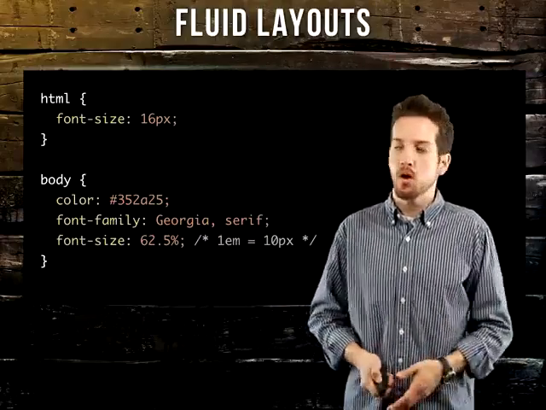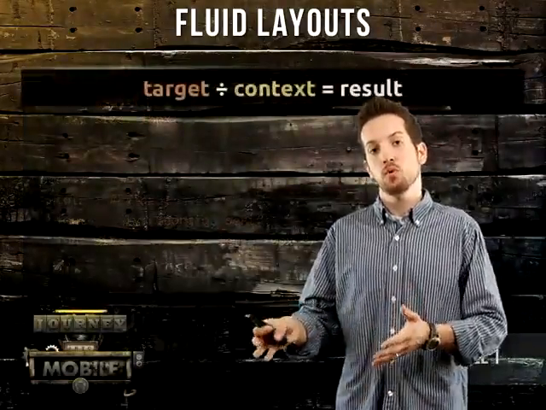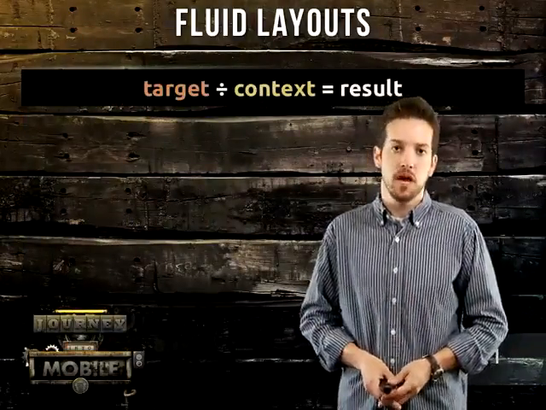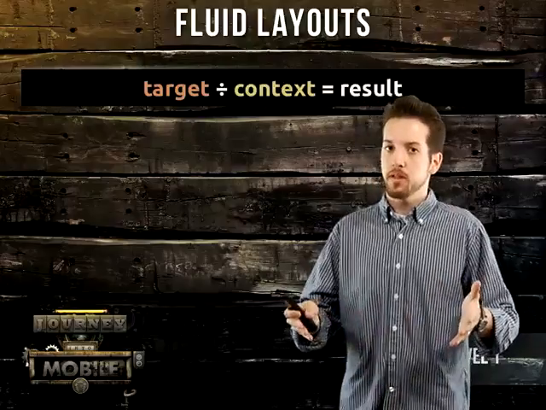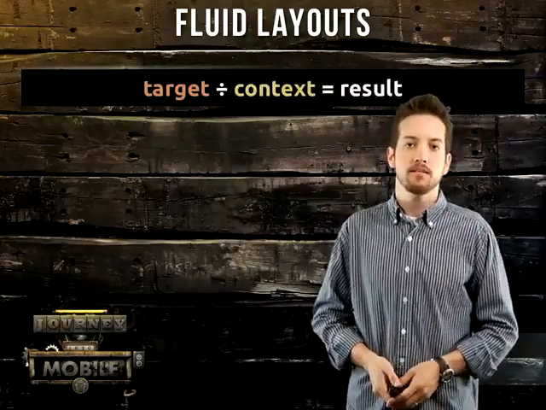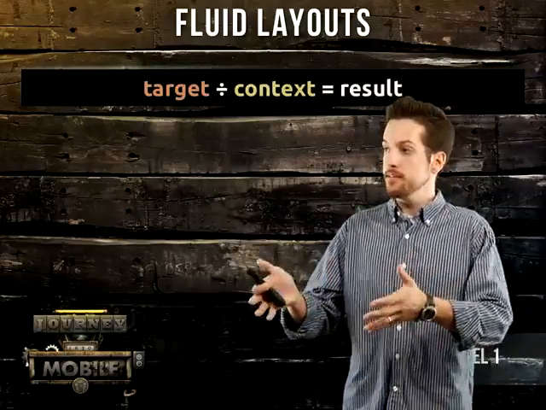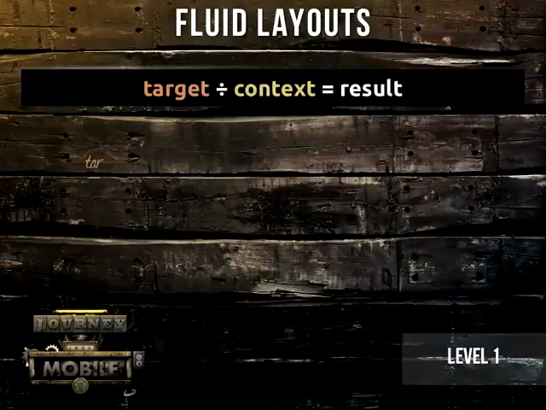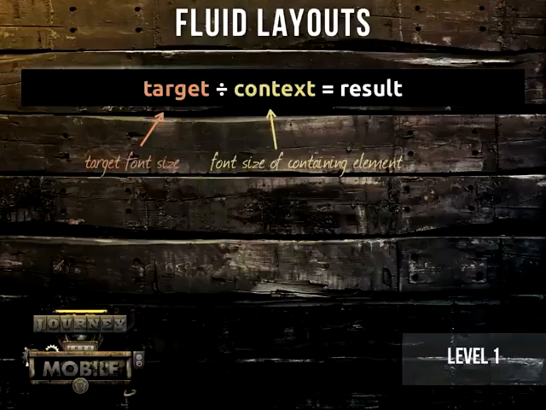Now, why does that matter? Well, we're going to be using this formula in order to convert our pixel values into ems. This formula is target divided by context equals our result. And in this case, our target is our target font size, which we want to divide by the font size of our containing element. And that's going to give us the value that we need for our ems.